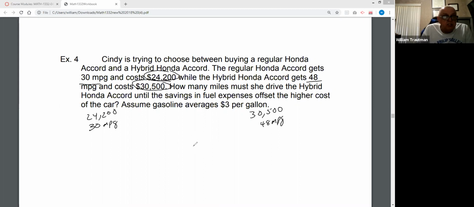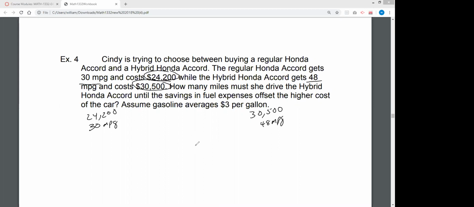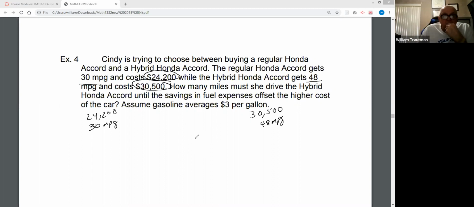Miles per gallon. How are we doing this? That's what I'm looking at. The regular Honda gets this and costs this much, and this one costs this much. Okay, so it says until the savings in fuel expenses offset the higher cost of the car. How much is the difference in the price of the cars? So that's what we want to find first.